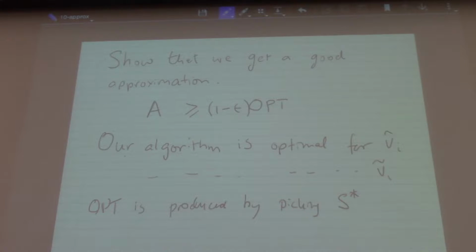And let's say our algorithm A picks the set S. We pick something different, not necessarily the optimal. We just want to pick something else. What we want to do is relate the two costs. In particular, we want to relate these two quantities.